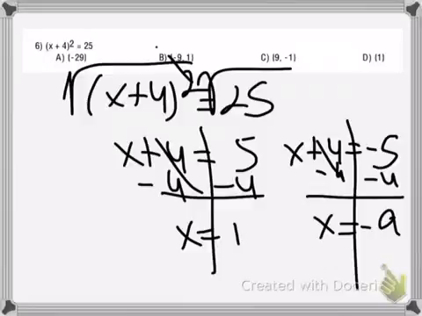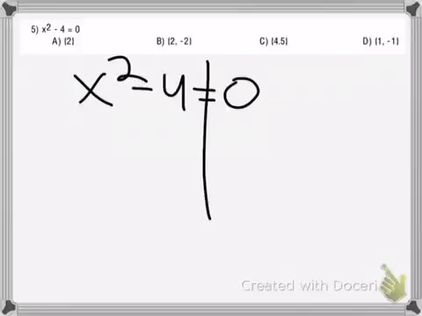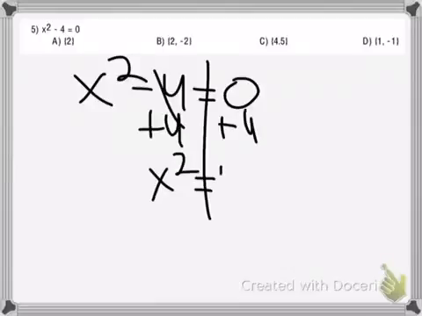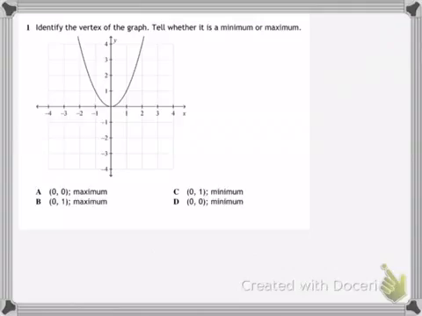Alright, and that's how you solve it. You just solve that one. Alright, next. This is solving algebraically or with square roots. So my first step will be add 4 to both sides. Add the square root. Gives me 2 and negative 2.